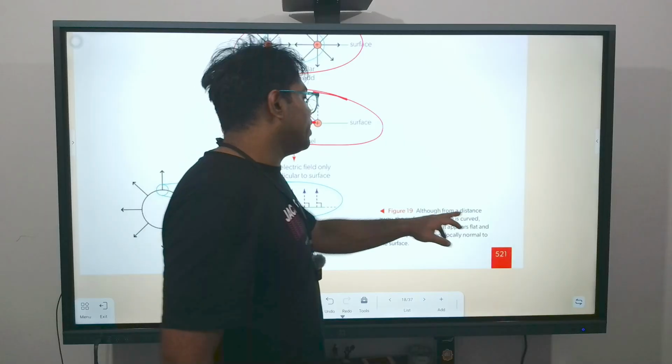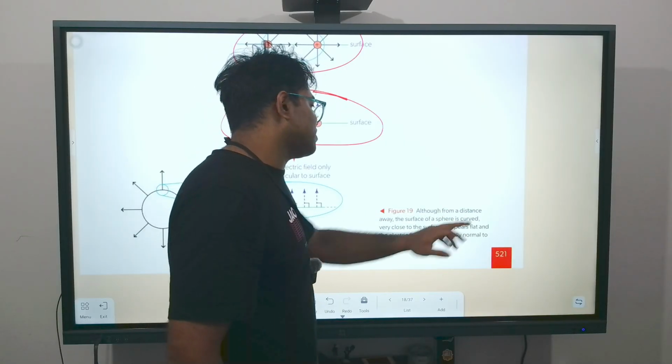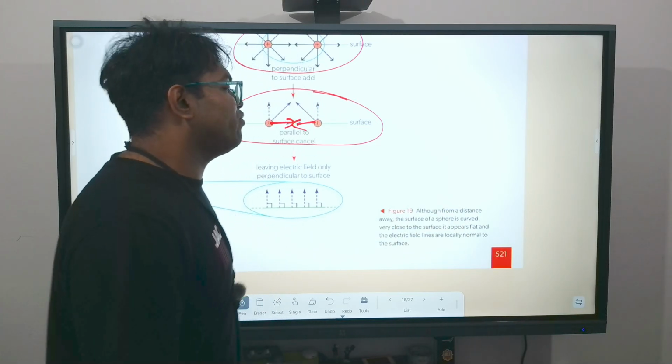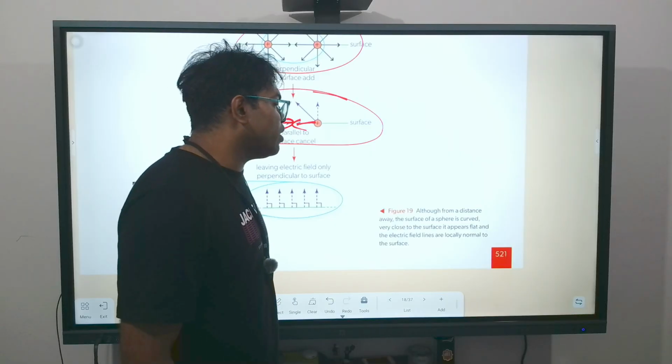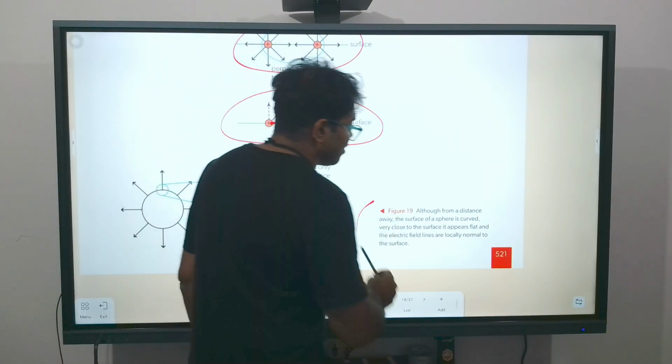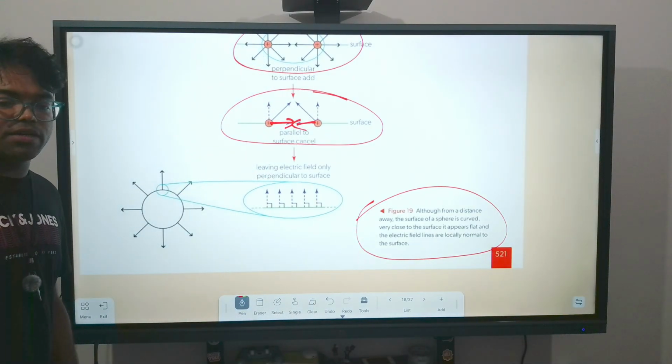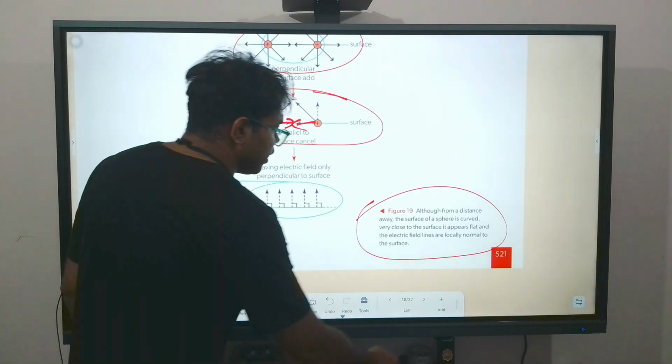So, although from a distance the surface of a sphere is curved, very close to the surface it appears flat, and the electric field lines are locally normal to the surface. The electric field lines are always locally normal to the surface. Understood this logic? Okay, let's move on.